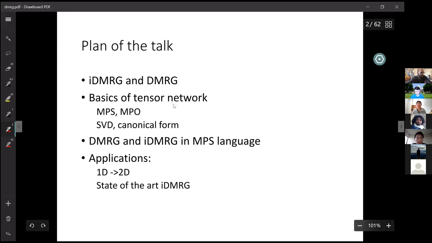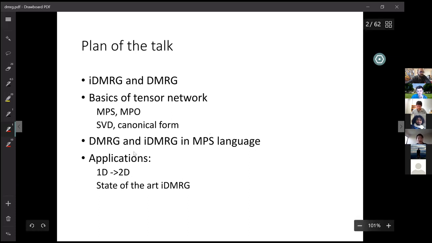And then I will take a little bit of digression to talk about the basics of tensor network. The reason why we do this is that in the end, we will come back to explain the DMRG and IDMRG in the matrix product state language. This is a very helpful way to make things very transparent and obvious to you guys.